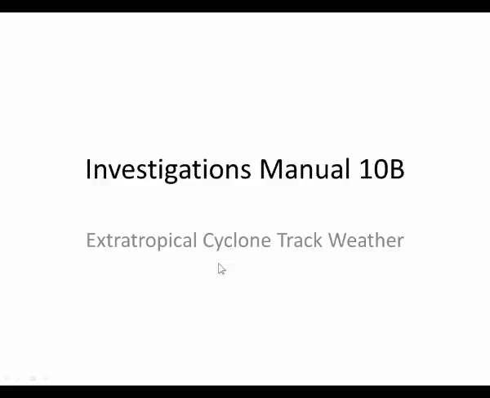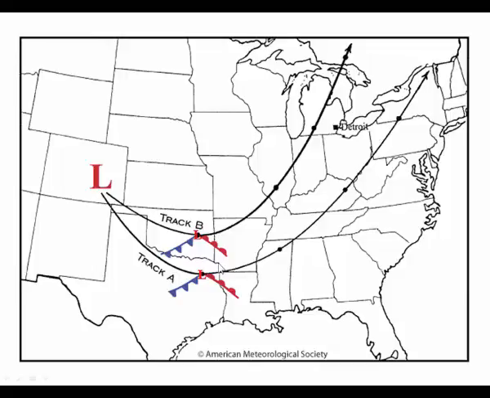And for exercise 10b, looking at the weather associated with the track of low pressure systems, ties in with some of the things we've been discussing in class already. Here what they're asking you to do is take a look at two hypothetical low tracks and compare the weather that you might get in Detroit as a result of each low tracking.